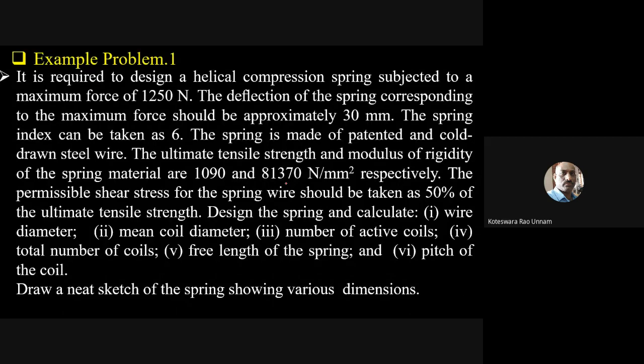Design the spring and calculate: 1. Wire diameter, 2. Mean coil diameter, 3. Number of active coils, 4. Total number of coils, 5. Free length of the spring, and 6. Pitch of the coil. Draw a neat sketch of the spring showing various dimensions. That is the problem. Just note it down, then we will discuss the solution.